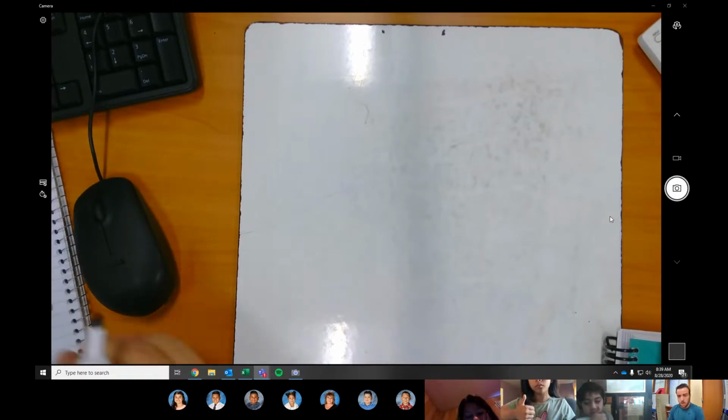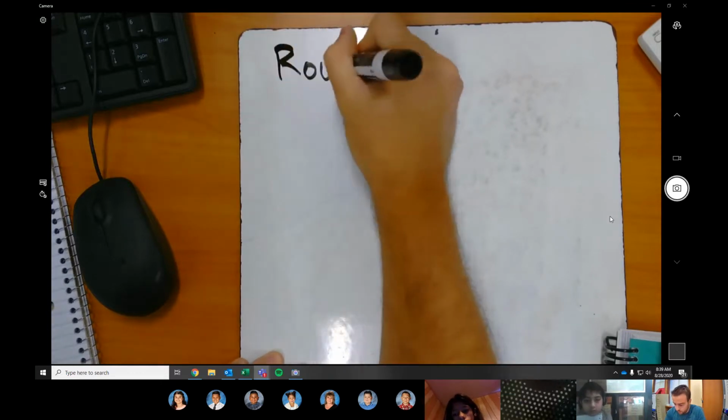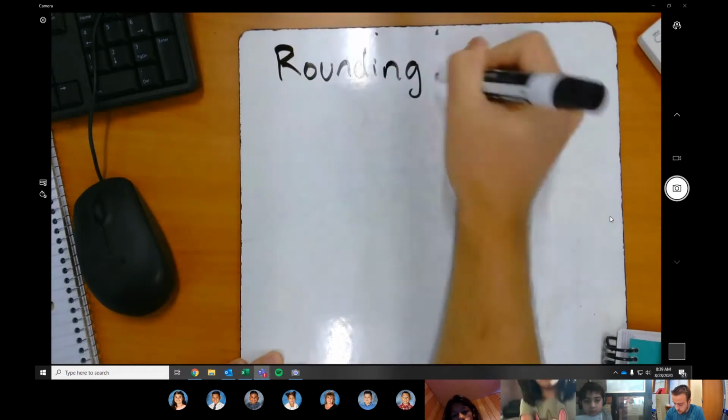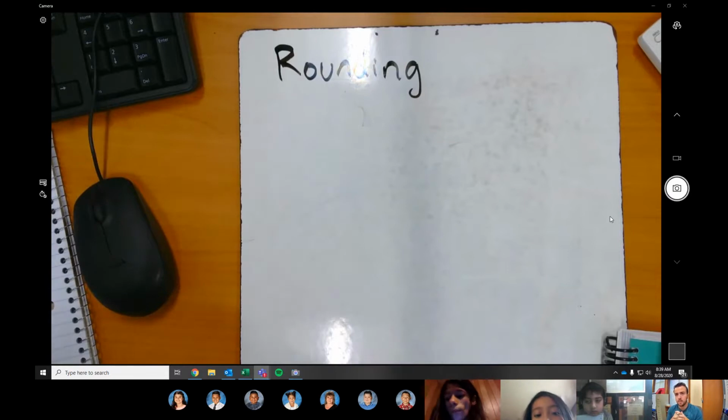Awesome. Okay, so what we are going to review today is rounding, first and foremost. Rounding is a great way of estimating. If you know what estimating means, it means to get a rough idea of what it is, but not the exact idea. So rounding to a certain value makes it easier for us to remember.